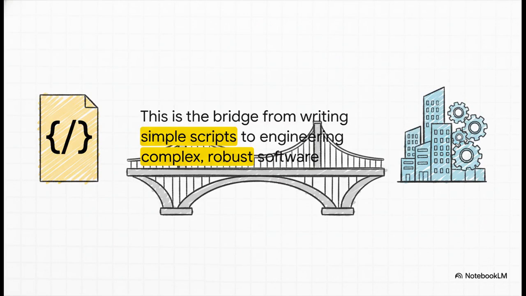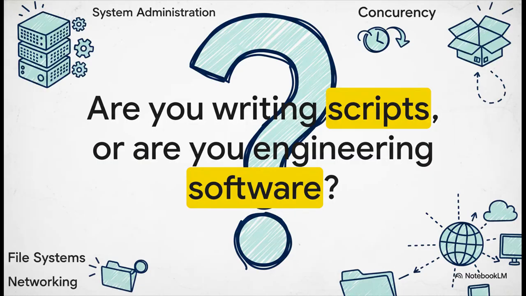So let's bring this all home. Learning about system administration, concurrency, file systems, and networking, this isn't just extra credit. This is the foundational stuff. It's the knowledge that truly builds the bridge from writing simple scripts to engineering complex, effective, and robust software solutions. So I'll just leave you with this one question to think about in your own work. Mastering these underlying systems is what gives you the power to confidently say that you are, in fact, engineering software.